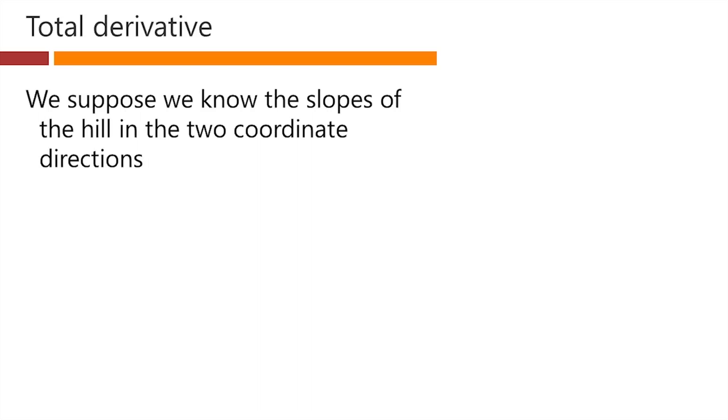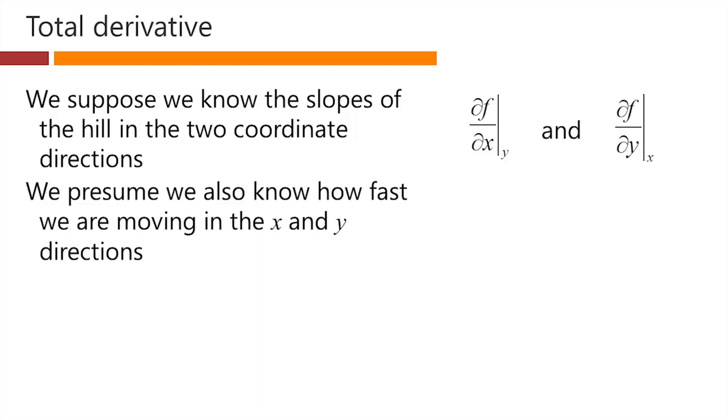We suppose that we know the slopes of the hill in the two coordinate directions, so df by dx at constant y and df by dy at constant x. We presume also that we know how fast we are moving in the x direction and in the y direction. So that is, we know the two components of our velocity.